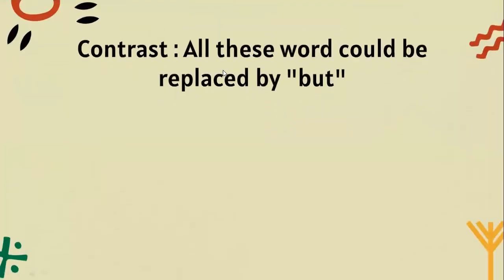How about the second group here? The second group that we have is showing contrast. The second sentence is opposite to the first sentence. The second sentence is the contrast for the first sentence. So at this moment, I should use but or a word similar to but.